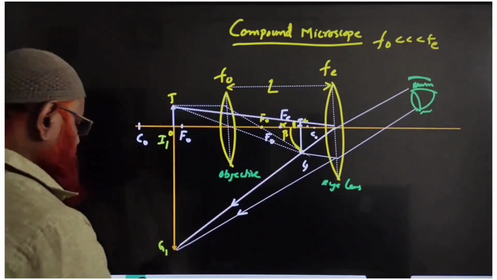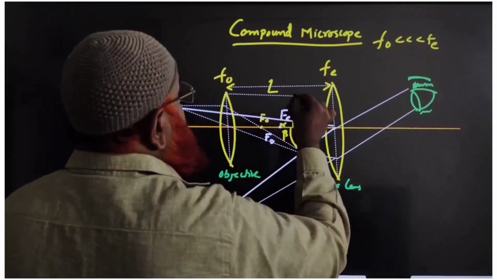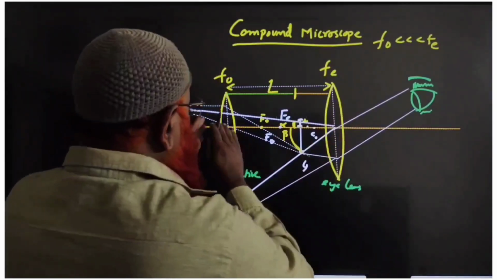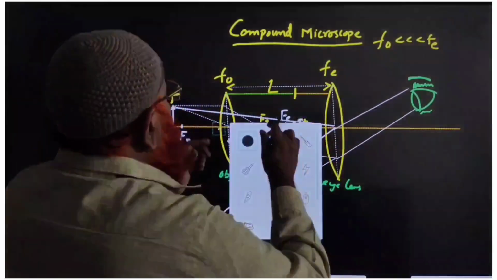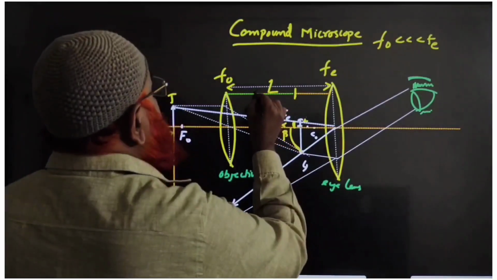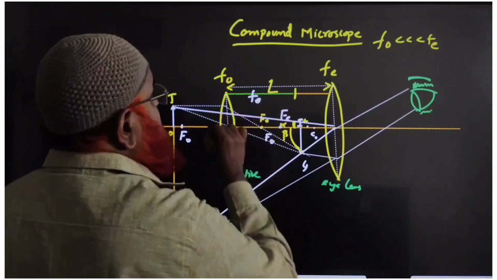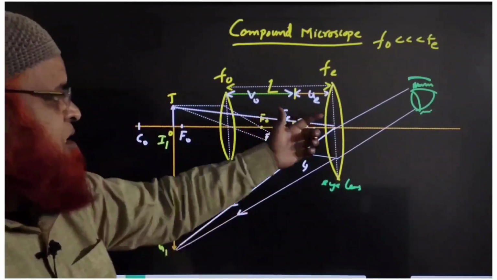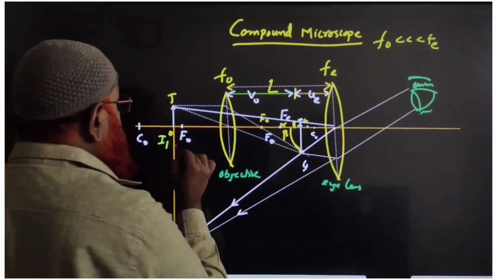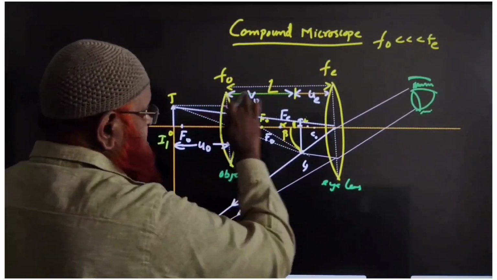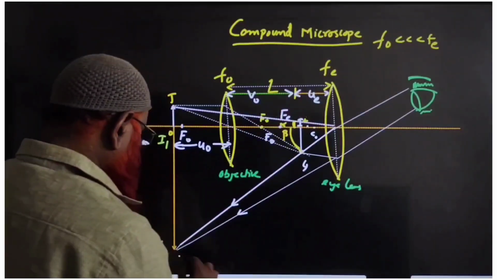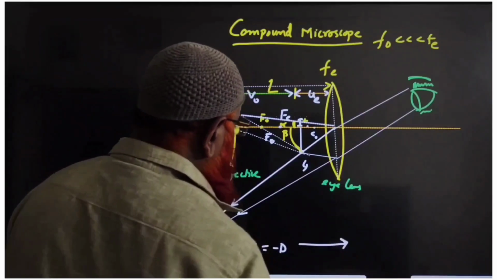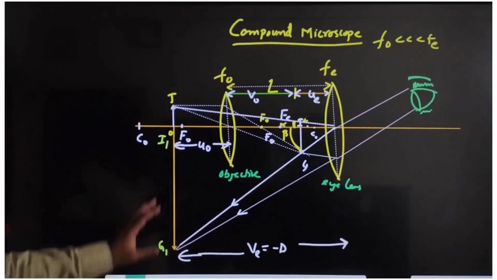Now, what else are we going to do here? From here to here there is an object, and the image is formed from here to here. Then what is the distance called? This is the object distance U0 for the objective, and this is the object distance for the eye lens, which is taken as UE. This is V0, and this is taken as minus D, which is the least distance of distinct vision. So this is the total concept.